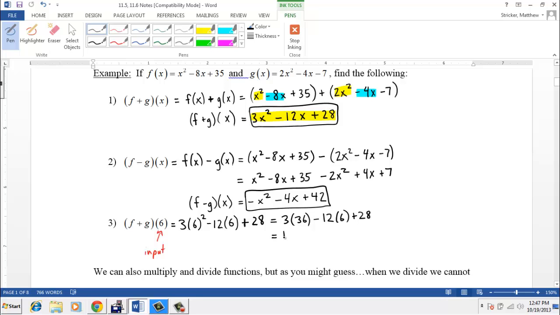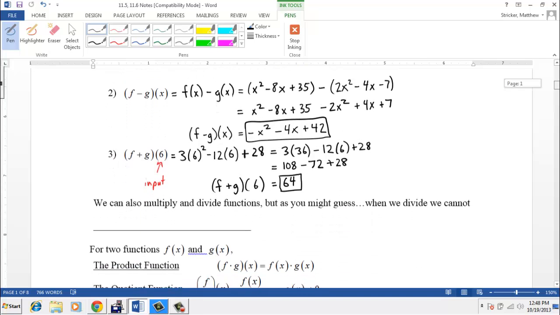3 times 36 is 108. 12 times 6 is 72, plus 28. Hopefully this is making sense so far. Then if we take 108 minus 72 plus 28, we get a total of 64. So f plus g of 6 is 64. Okay. Not anything too terribly difficult there.